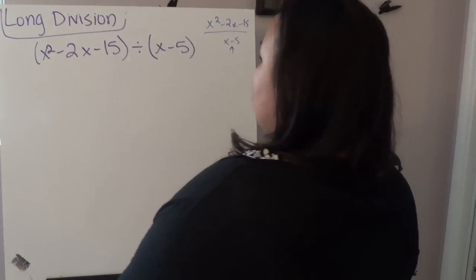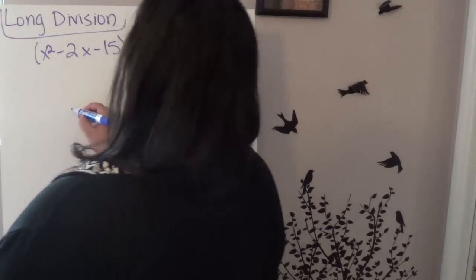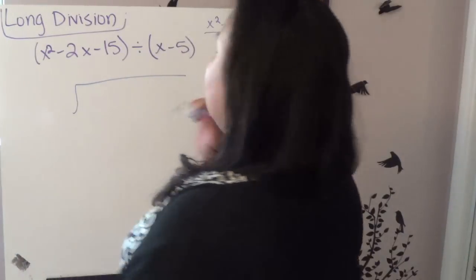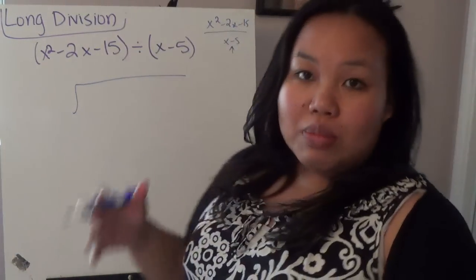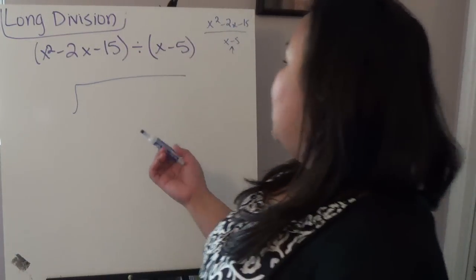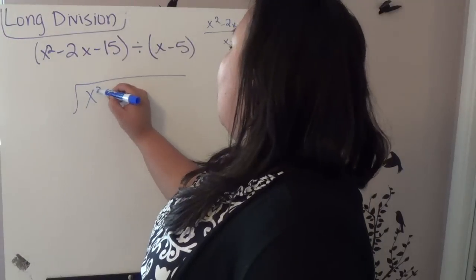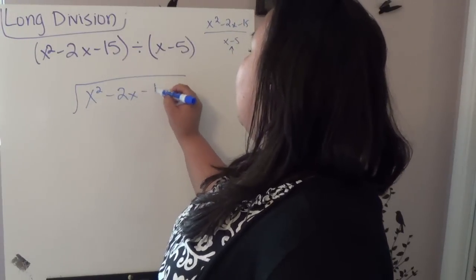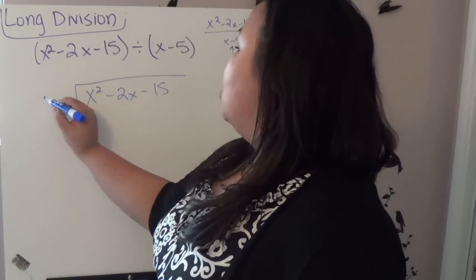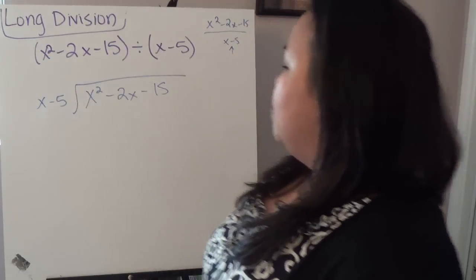Okay? So what I'm going to do here is I'm going to do long division. And basically, do you remember this sign right here? This is not square root, by the way. Remember in elementary where you did division, and it's basically similar, it's the same thing. X squared minus 2x minus 15. That goes down here, and this is x minus 5.